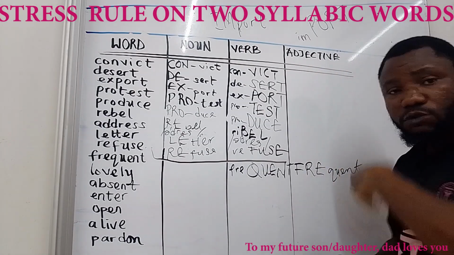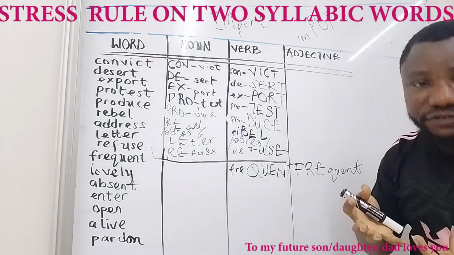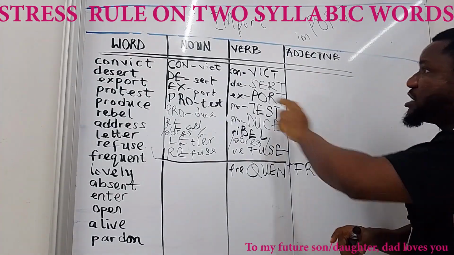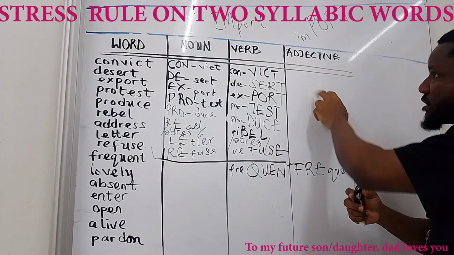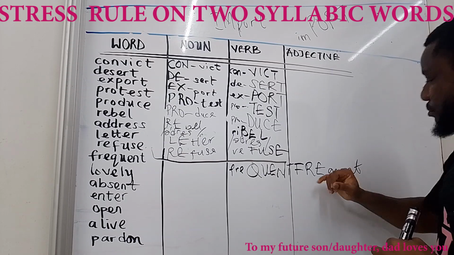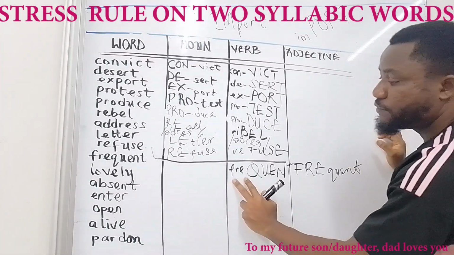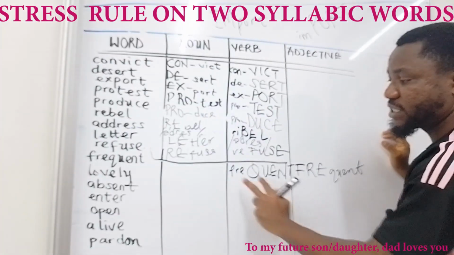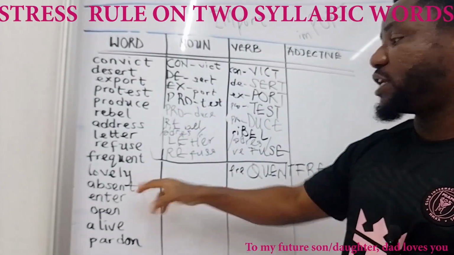Whether it's an adjective or an adverb, the same rule applies. Adverbs, adjectives, nouns, they have the same rule. The same rule that applies to the adjective applies to the noun. So frequent is an adjective and the stress goes on the first syllable. For the verb frequent, the stress goes on the second syllable. So that's about that.